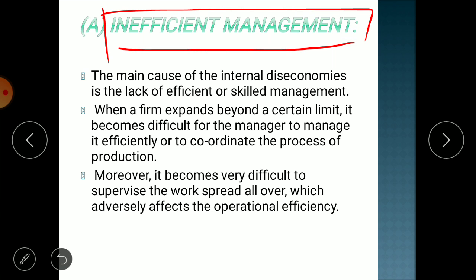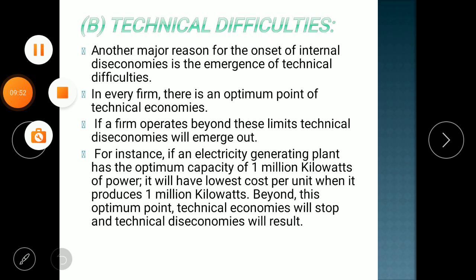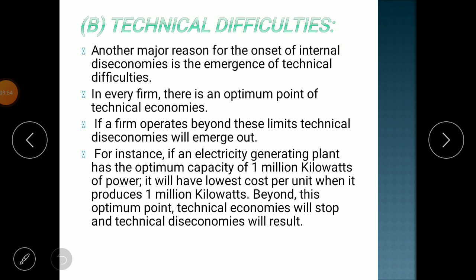Then we have seen that moreover it becomes very difficult to supervise the work spread all over, which adversely affects the operational efficiency. As I have told you earlier, as an owner he may be successful, but as a coordinator he may not be successful, which hampers your operational efficiency. Then the second diseconomies is technical difficulties.